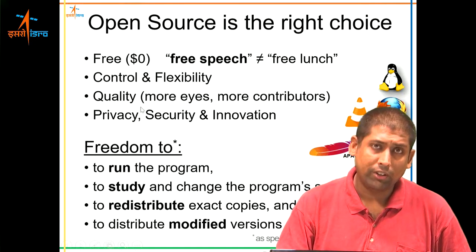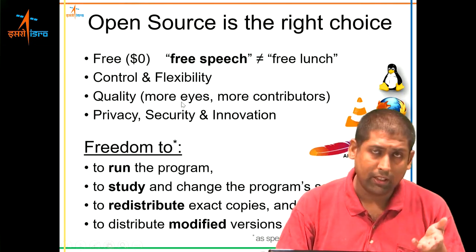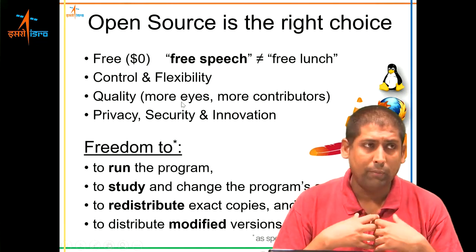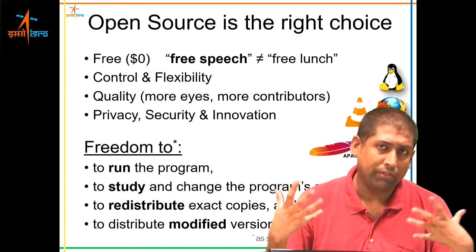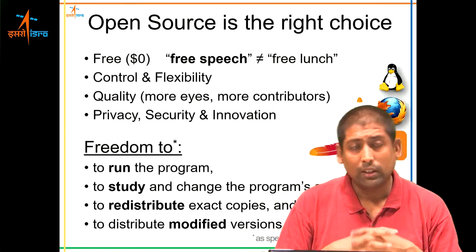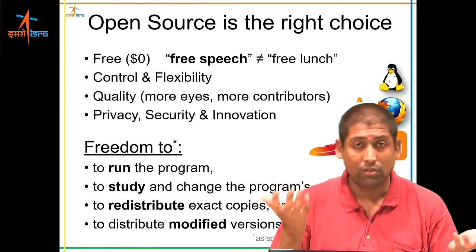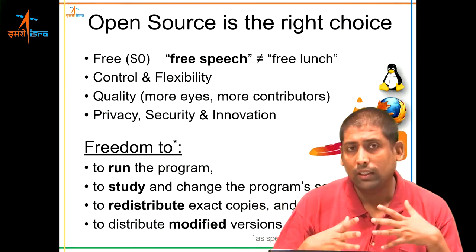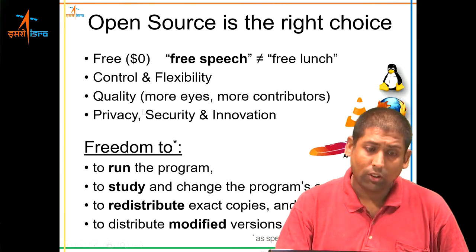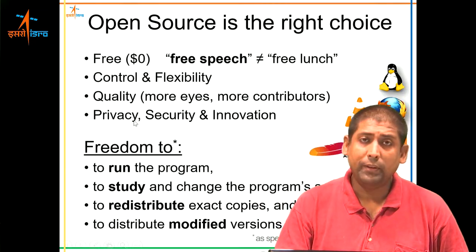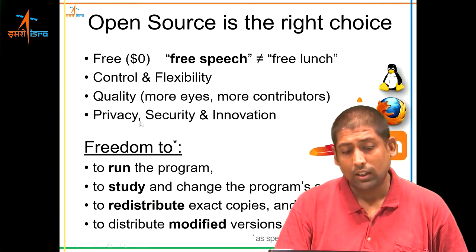Since it is done by contributors, it has higher quality because you have more people looking at it. If I am making a software and I am selling it, then it is myself or a team of 5, 10, 50 members who are looking at it. But here the source code is available for the general public across the world. So millions of people possibly are looking at the source code, finding bugs, reporting them. This also leads to better privacy, better security, and better innovative products.